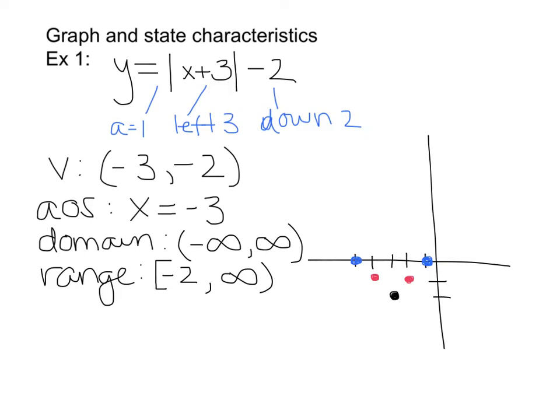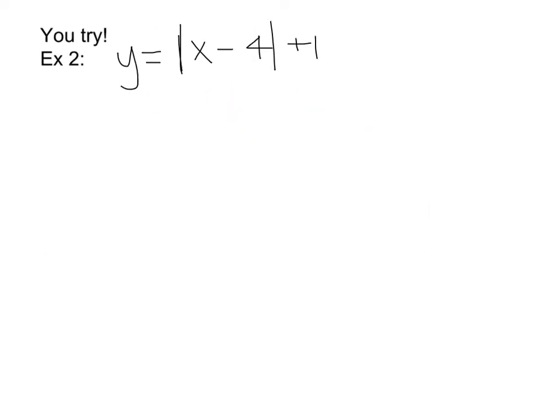Okay, and now you can see your V really nicely. And your graph looks like so. I want you guys to try this problem, so press pause, and I want you to graph y equals the absolute value of x minus 4 plus 1, and I also want you to state the characteristics.